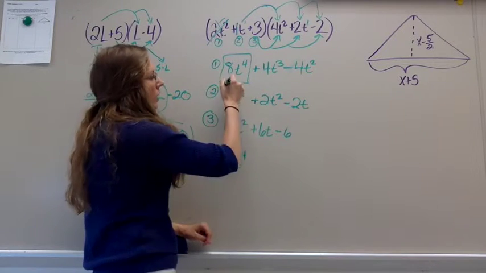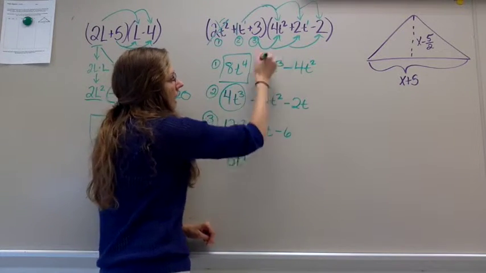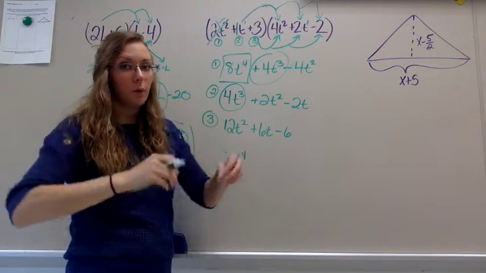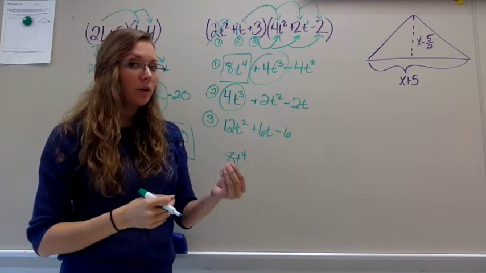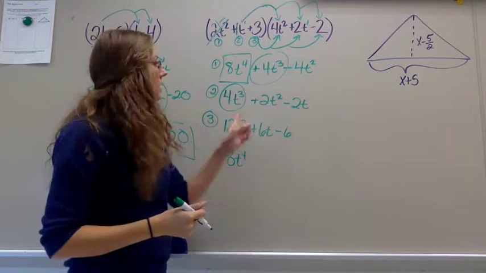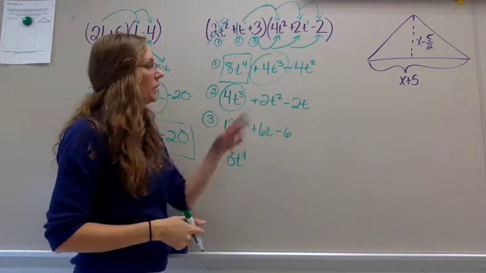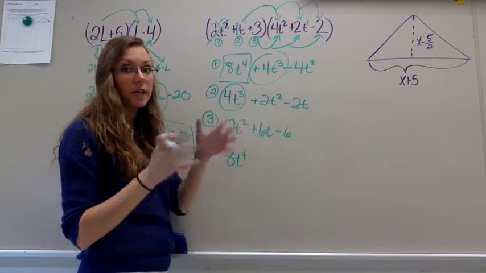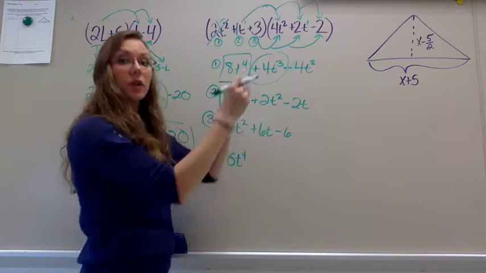Next, I'm going to look for to the 3rds. I have one here, and I have one here. So 4 and 4. We're not multiplying anymore. We are combining. So we are adding our coefficients or subtracting our coefficients. Nothing's happening to our powers. So if I have 4t to the 3rd and 4t to the 3rd, together I have 8 t's to the 3rd power.